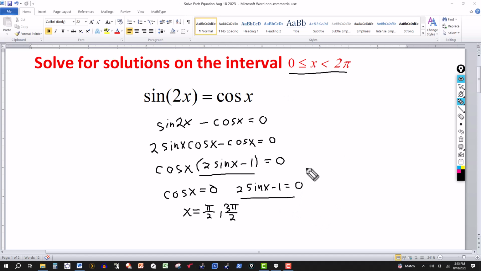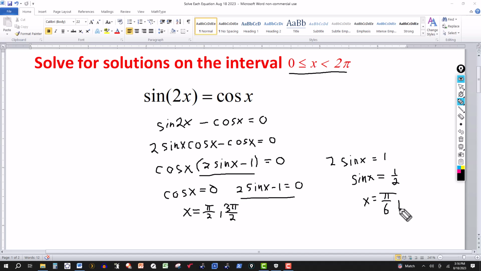And then solving this one for sine of x, this will give me 2 sine x. Adding 1 to both sides will give me 1 here. Then dividing by 2, I get sine of x is equal to 1/2. So what angle has a sine of 1/2? You can use a calculator, or you can recognize that, and we get this as 30 degrees, or pi over 6, is one solution.